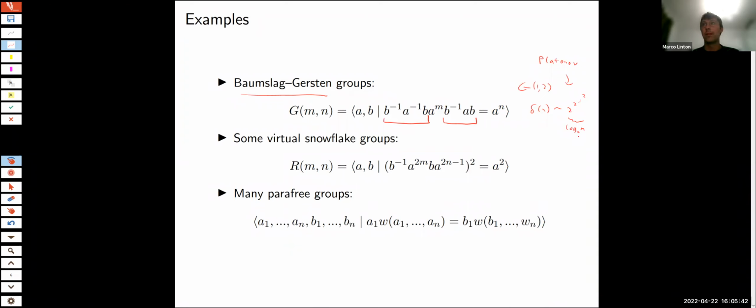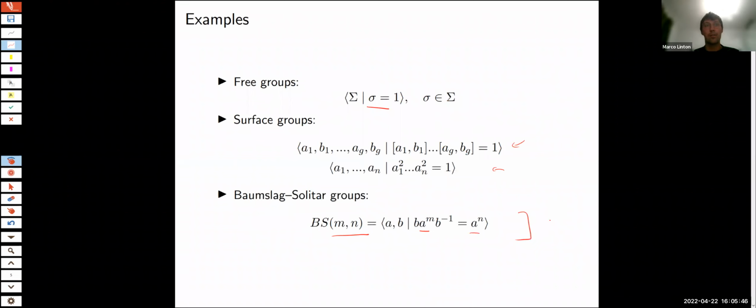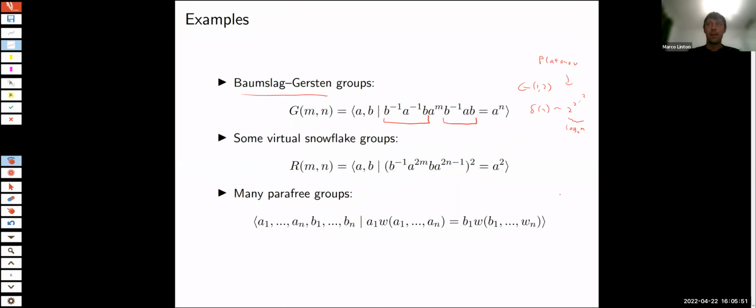So yeah, the Dehn function can be pretty nasty. Already the Baumslag-Solitar groups have exponential Dehn function, but then if you take an HNN extension of that, then you can get something even more horrible.